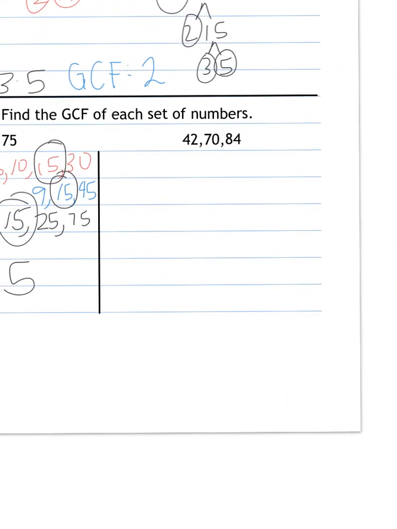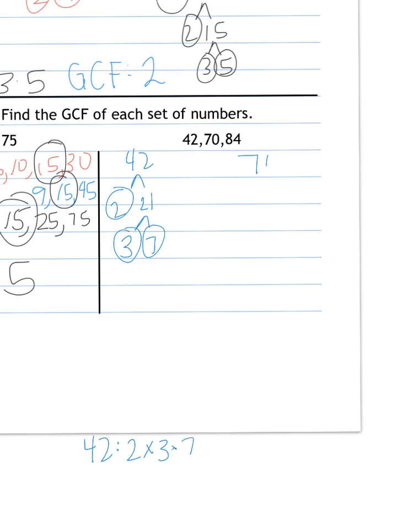Okay, next one here, 42, 70, and 84. I'm going to do factor trees for this one, so 42. Okay, break this up into numbers here. 42, I'm going to break it up into 2 and 21. Then 3 and 7, those are both prime. Okay, I'm going to write this way at the bottom here. So for 42, we have 2 times 3 times 7.